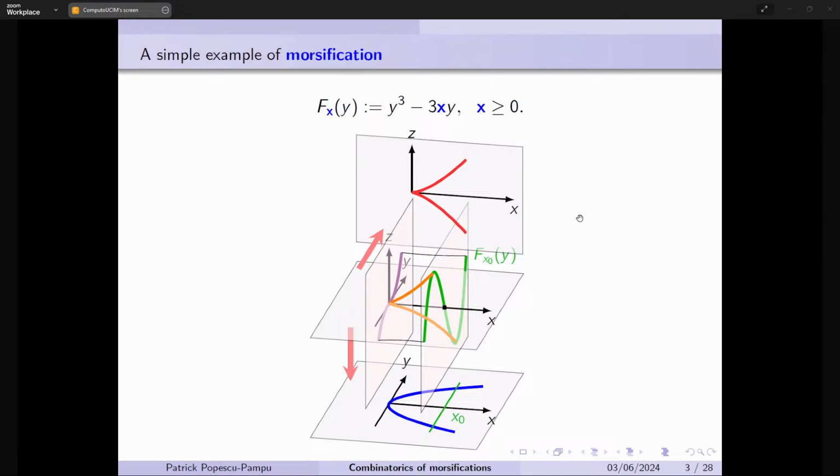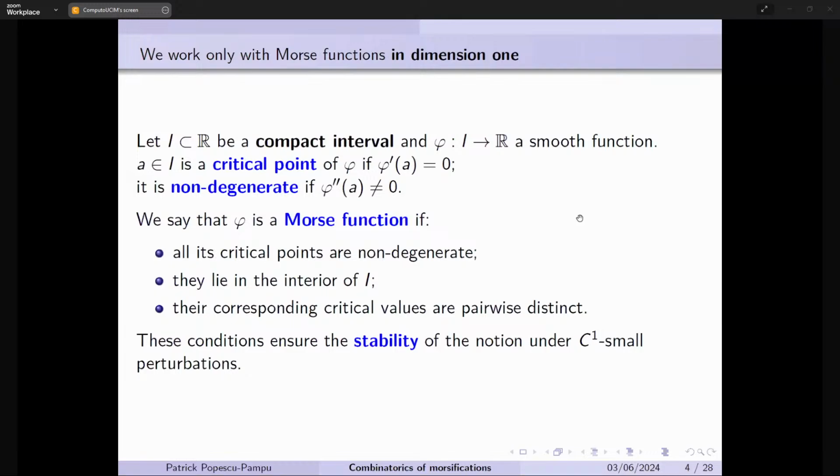So here what is important is that if we think of this as a family of functions, you see that the initial one for the parameter x equals 0, which is y cubed, has a degenerate singularity here. It is not Morse, but the nearby ones are Morse functions. Here we have only two Morse critical points, and moreover, the corresponding critical values are distinct. So in this talk, by Morse function, I will mean this. First, singularities are Morse, and moreover, the corresponding critical values are pairwise different. So let me write this.